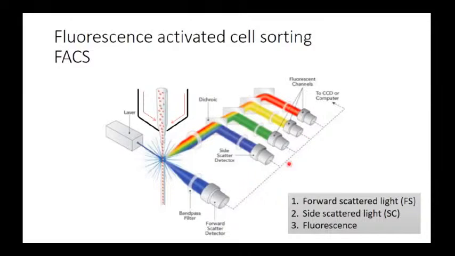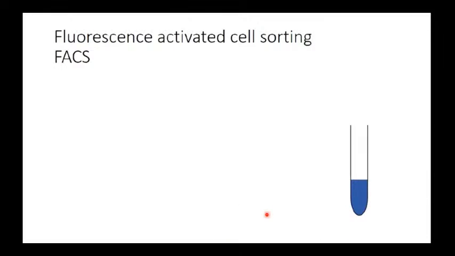As we saw in the flow cytometer, we have forward scatter light and side scatter. Here we also have the fluorescence. Say I have a cell mixture, inside which some cells are expressing a particular protein, the protein of interest, and other cells are not. What I want to do is count how many cells there are inside the mixture, how many are expressing the protein, and how many are not.